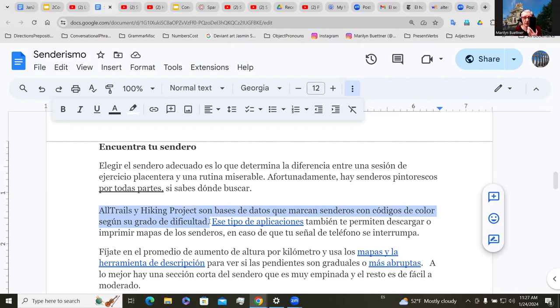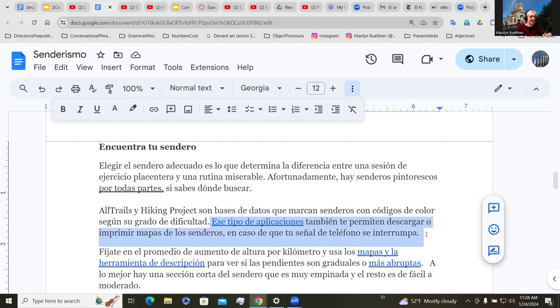All Trails es una aplicación que se puede buscar en Google Store o en iPhone, so en las aplicaciones de iPhone, sí. All Trails y Hiking Project son bases de datos. Bases de datos son databases. Bases de datos que marcan senderos con códigos de color según su grado de dificultad. It marks trails with color codes according to their grade of difficulty or level of difficulty. Grado es grade o level, ¿sí?